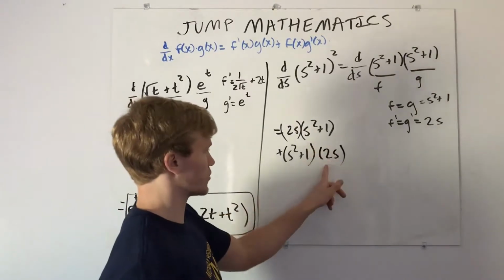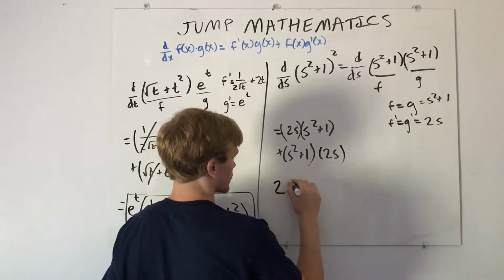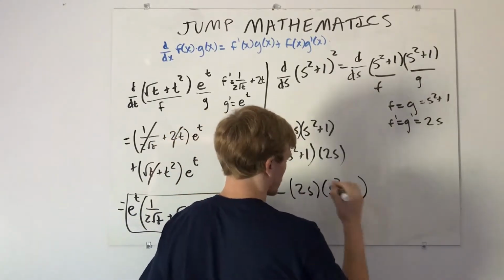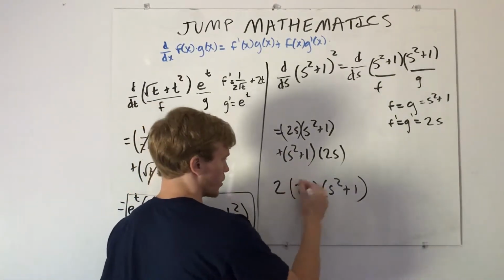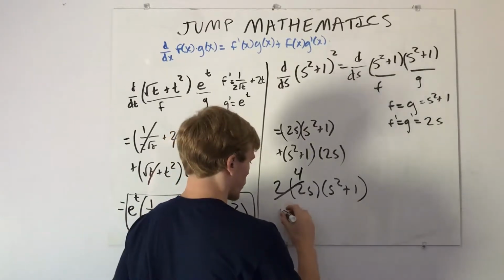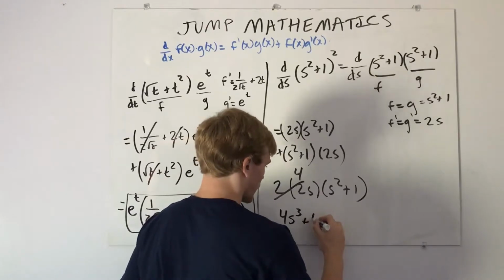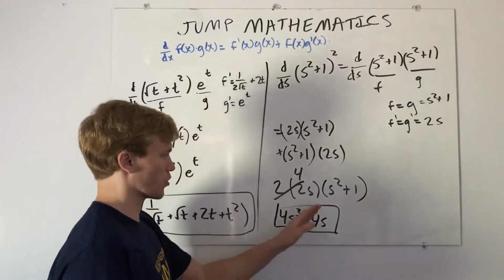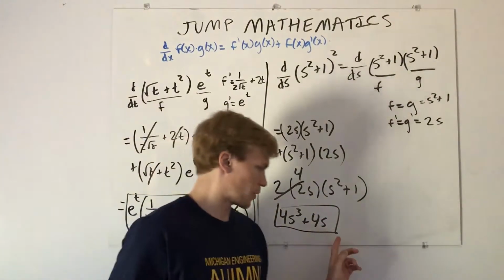This factor and this factor are the same, so we have 2 times 2s times s squared plus 1. Let's go ahead and distribute. This 2 times 2 gives us a 4. We have 4s times s squared plus 1. We get 4s cubed plus 4s. This is our derivative. You can pull out a 4, or you can just leave it as 4s times s squared plus 1. Doesn't matter. This is our derivative.